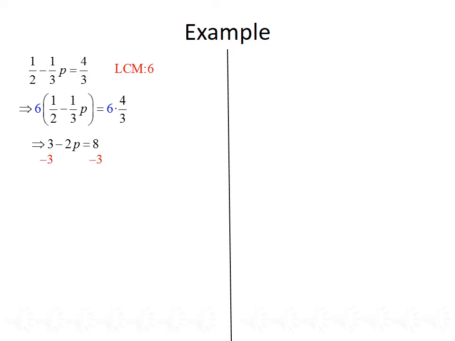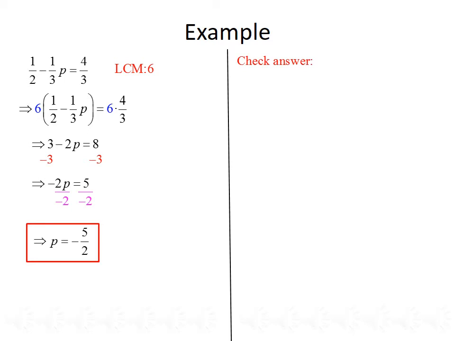Now we want to get all of the terms with the variable on one side of the equation and all of the constants on the other, so we'll subtract 3 from both sides of the equation. That gives us negative 2p equals 5. Finally, we want to solve for p, so we'll divide both sides of the equation by negative 2, and that gives us that p equals negative 5 halves.